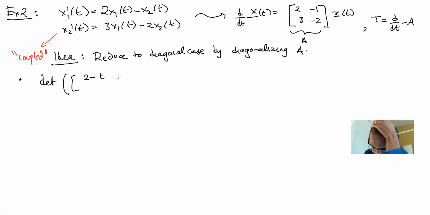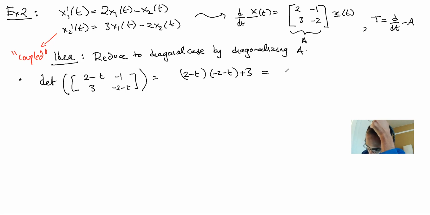Okay, it's this, I guess, which is minus 2 minus t, oh, sorry, minus 2 plus t. Okay, let me just write this out. Which is 2 minus t times minus 2 minus t plus 3, which is, oh, sorry, have I got this right? Yeah, which is t squared minus 4 plus 3, which is t squared minus 1, which is t minus 1 times t plus 1. So the eigenvalues are lambda 1 equals 1, lambda 2 equals minus 1.